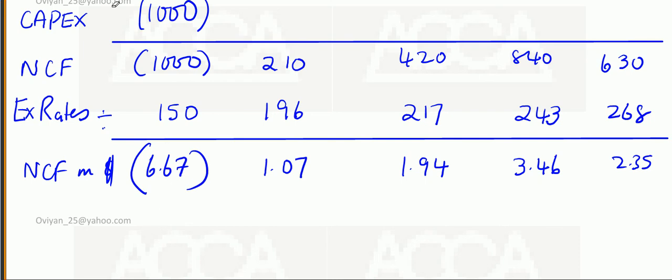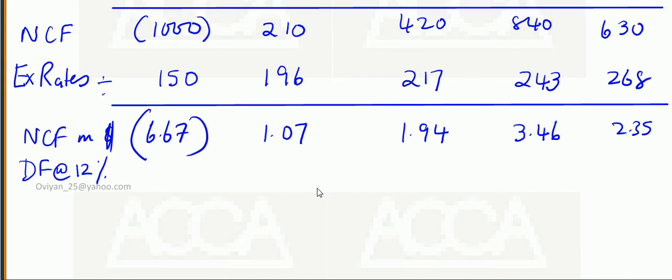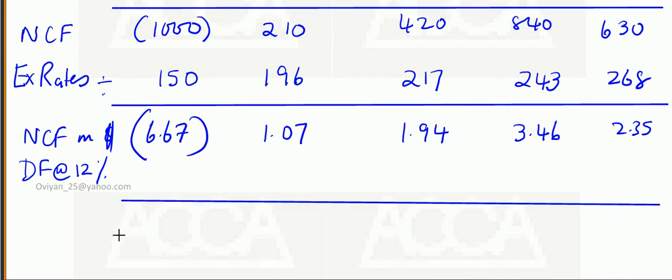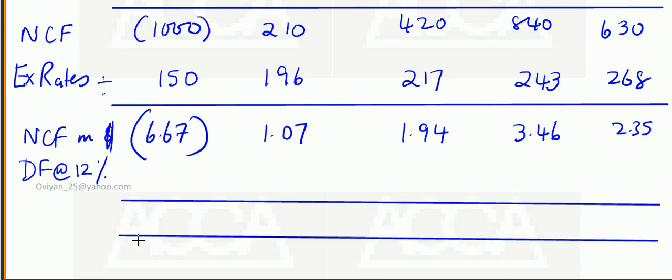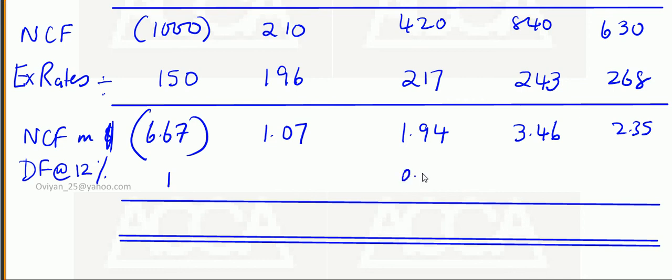So that's it. Next thing we're going to do is simply discount this at 12%, which is given in that paragraph, risk adjusted calculation. There you go. Can you put in the discount rates? The discount rates at 12%. This is going to be 1. This is going to be 0.893, and this is going to be 0.797.